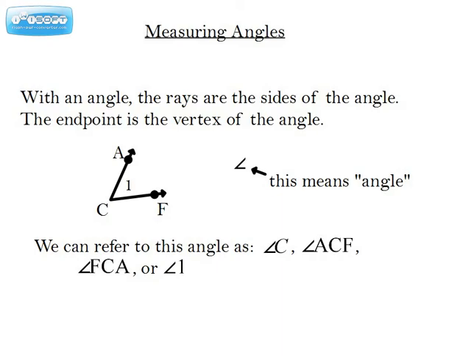When you have an angle, the rays are considered the sides of the angle, so ray, ray. And the endpoint is the vertex of the angle. So this endpoint here of our two rays, that is called the vertex of our angle. You see this little symbol here? This little symbol means angle. So when we write out different equations in math, if you see this symbol, that's shorthand for angle.